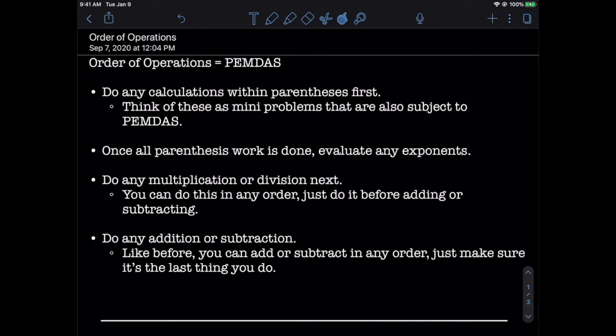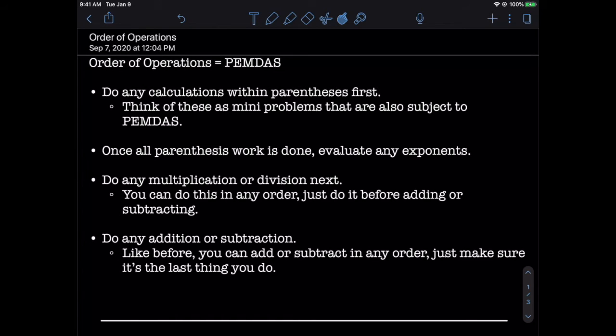Instead of tying ourselves to the letters of PEMDAS, it's better to think of things in terms of grouping. Make sure that you do all of your calculations within any set of parentheses first, no matter where they are in the problem. Each of these is going to be their own mini problem, and they are also subject to PEMDAS. Once we start to think of things in terms of grouping, then we can actually start to worry about the order of our operations.